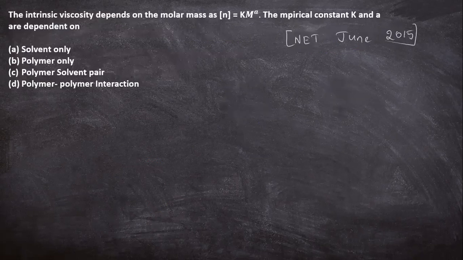Intrinsic viscosity depends on molar mass. The empirical constants K and a. They have given intrinsic viscosity equals K into M raised to a, and they are asking what the constants K and a depend on. We already know that K and a depend upon the size of the polymer and the type of the solvent. Which type of solvent we have used, which is nothing but the solvent-polymer pair.